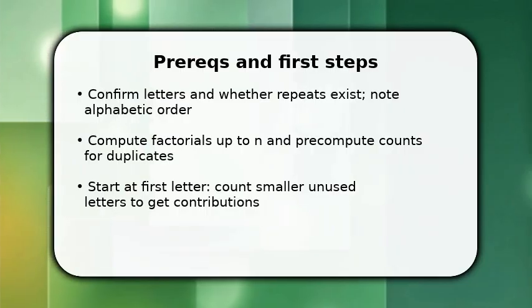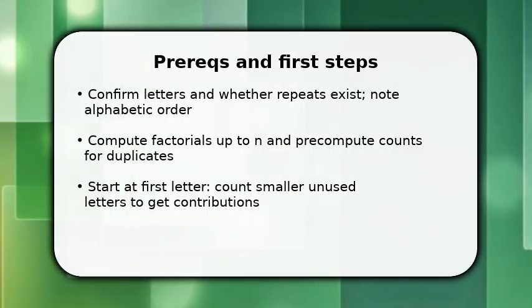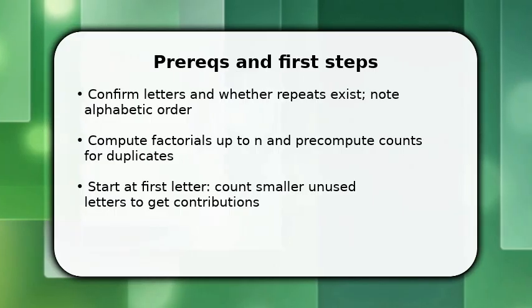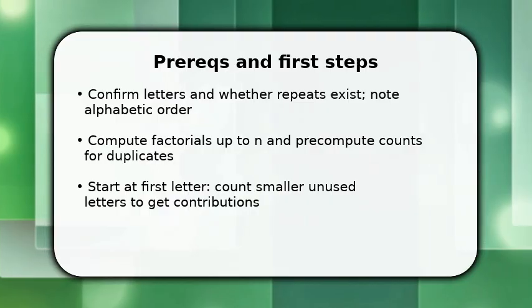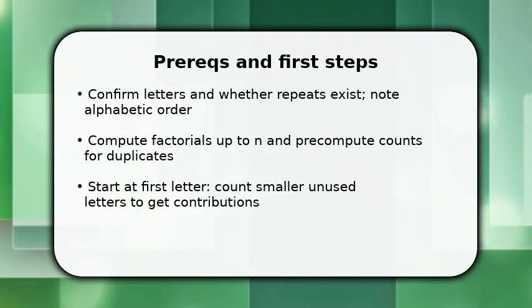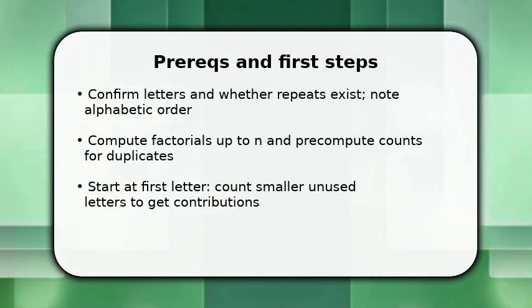Now examine the first character. Count how many distinct unused letters are alphabetically smaller than it. For each smaller letter, compute permutations of remaining positions using n-1 factorial divided by duplicate factorials. Sum those contributions. Make sure to keep counts updated as you fix each letter and move to the next.